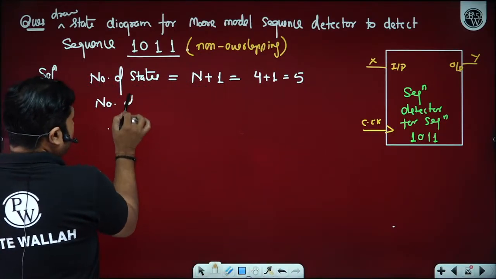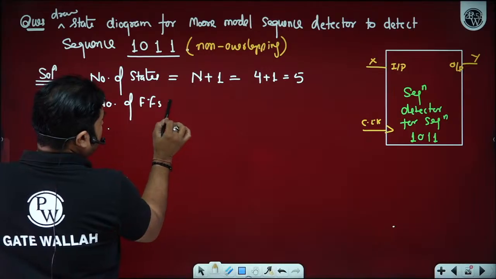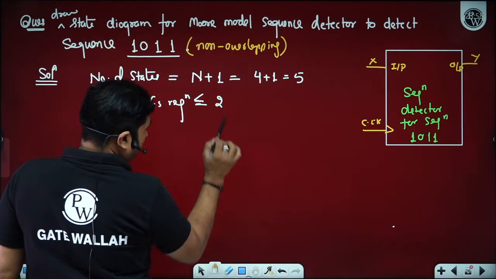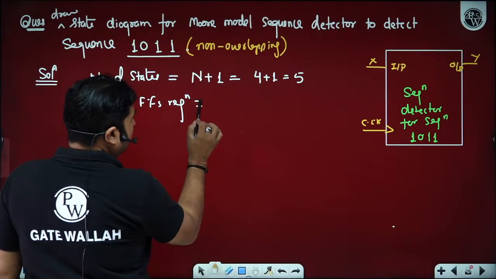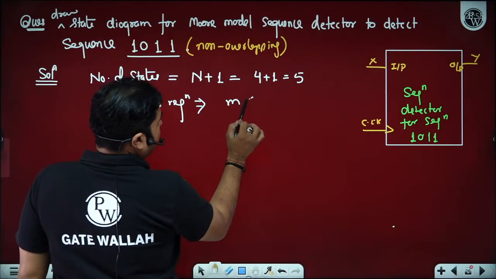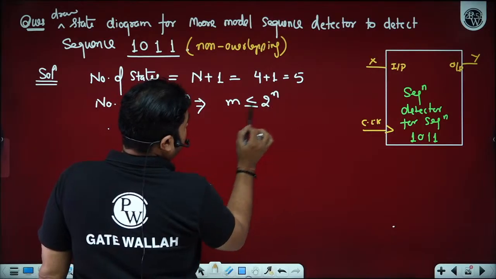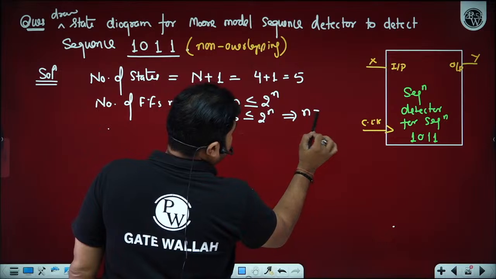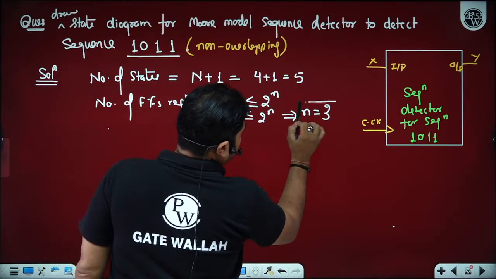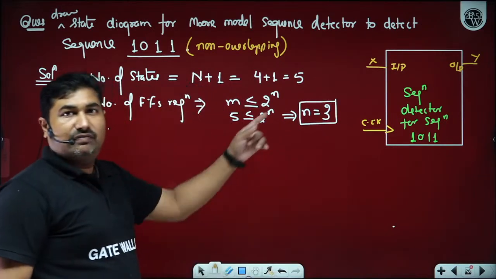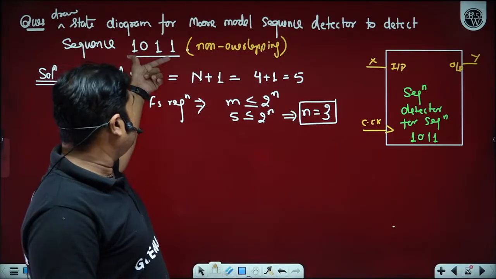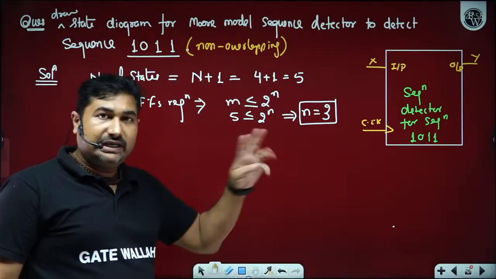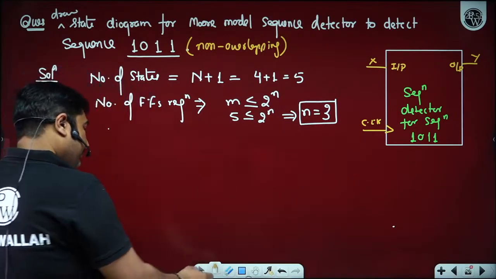Number of flip-flops required can be calculated by m less than or equal to 2 to the power n, so 5 less than or equal to 2 to the power n. This indicates n must be equal to 3. So we need 3 flip-flops. Already we have designed this using Mealy with 2 flip-flops. But if you want it with the Moore model, we need 3 flip-flops. Is it okay? Yes, sir.